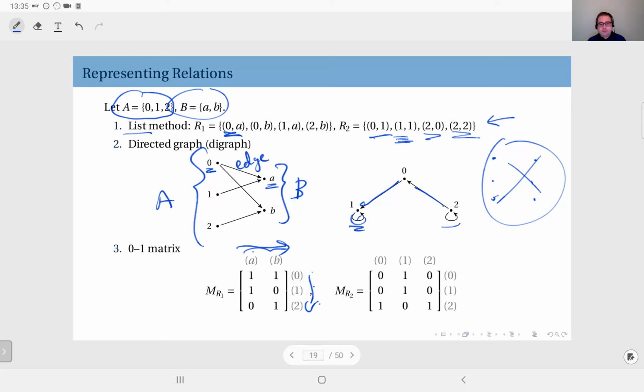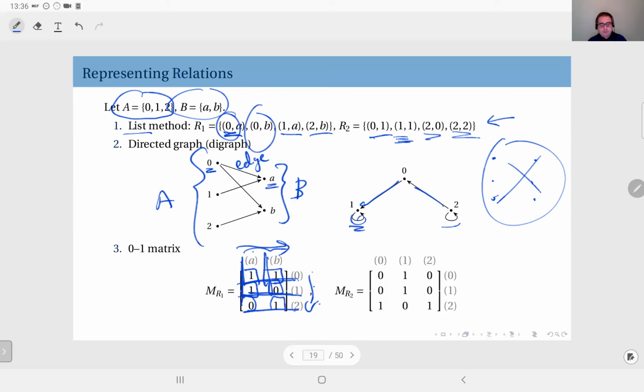So how do I fill this in? This is a 0-1 matrix, so the elements are going to be either zeros or ones. Whenever I have a relation between two elements, I put a 1 in that location. I have (0, a), so this element here is 1. I have (0, b), so 0 here, b here, this element is 1. I have (1, a), this element is 1. I do not have (1, b), so this is 0. Again, I do not have (2, a), so this is 0. And this is 1, corresponding to (2, b), and so on.